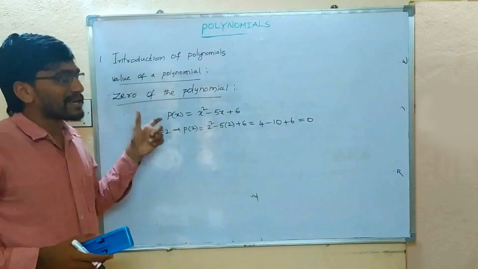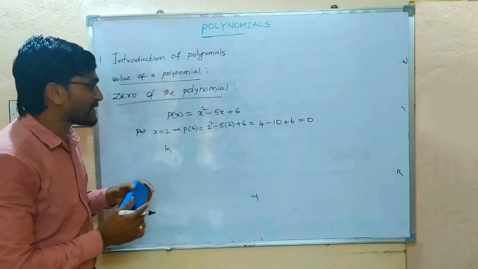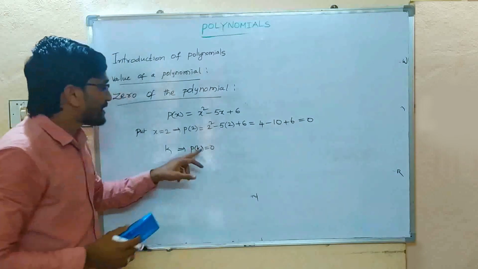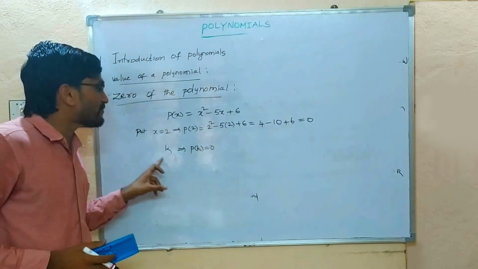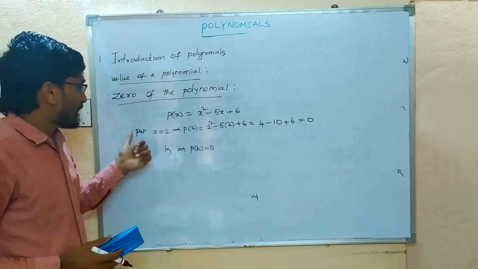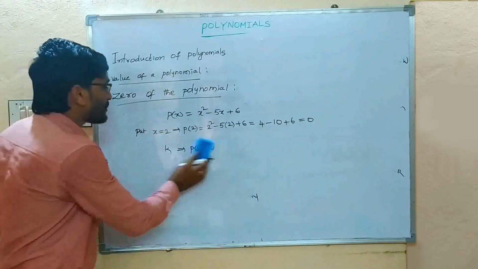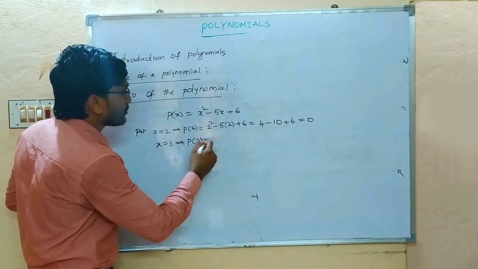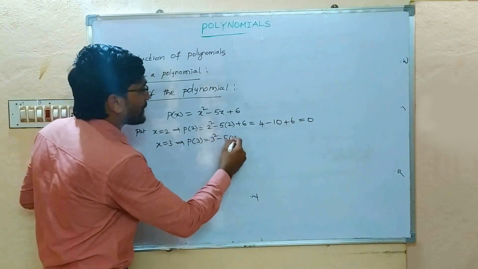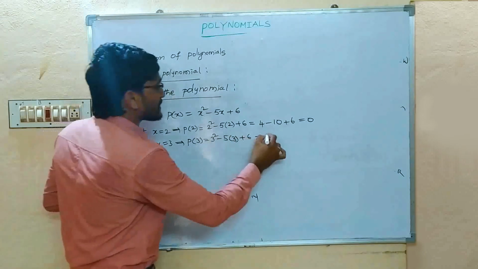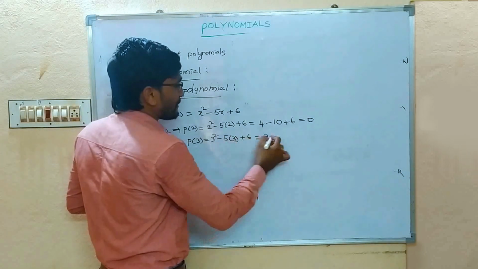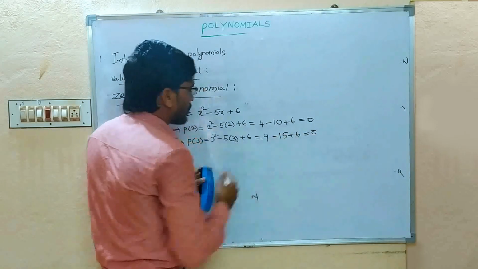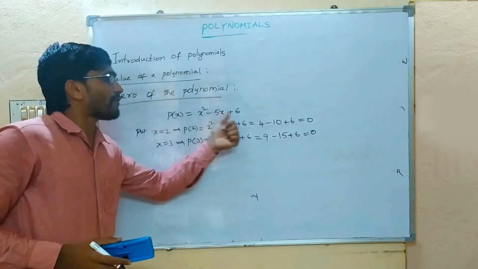That means k is any real number. If we get p of k is equal to 0, then we say that k is the zero of the polynomial p of x. Another one, if we substitute x equal to 3, p of 3 is equal to 3 square minus 5 into 3 plus 6. 3 square means 9, minus 5 into 3 is minus 15, plus 6. 9 plus 6 is 15, 15 minus 15 is 0. So hence 3 is called a zero of this polynomial.